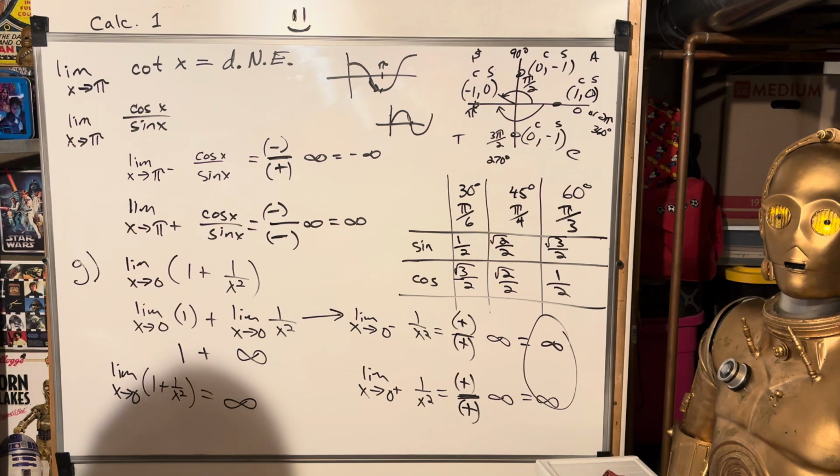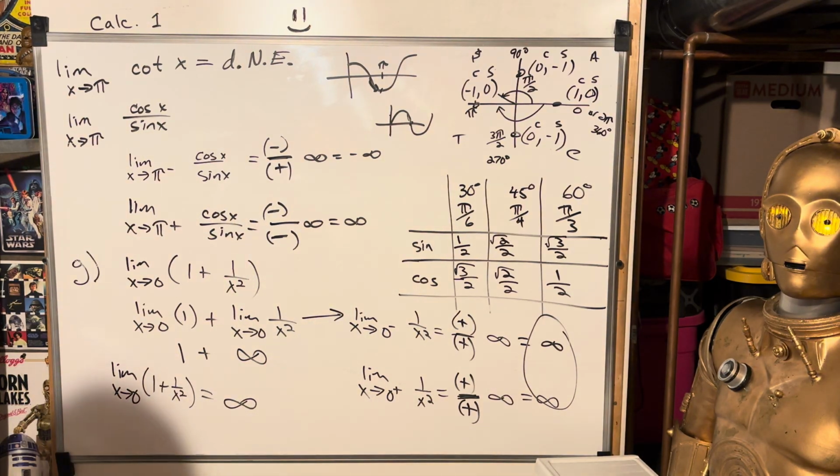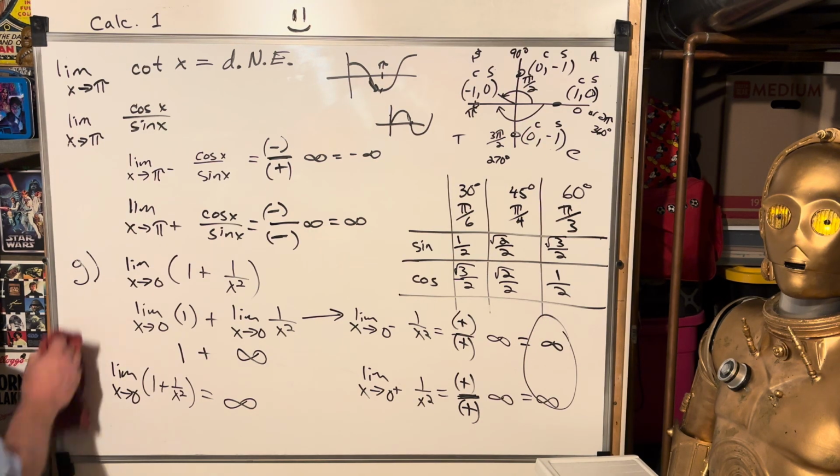So we could just factor and cancel that one too. That's another factor and cancel one. So that's pretty quick. Okay, voila.